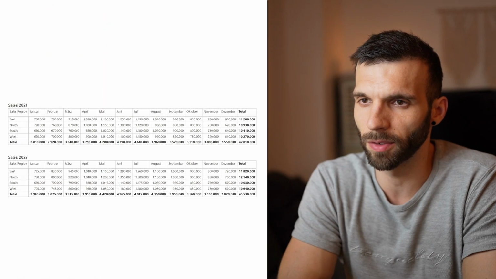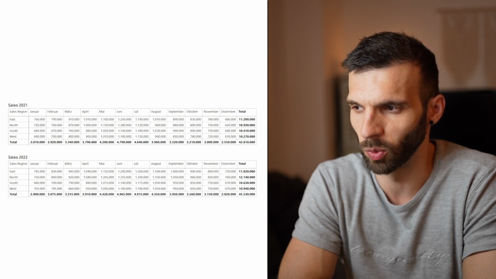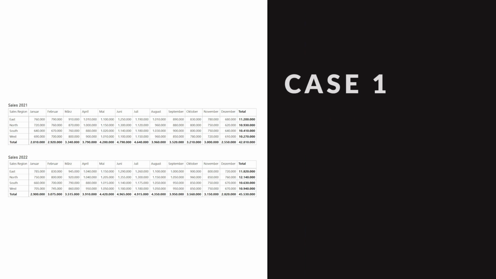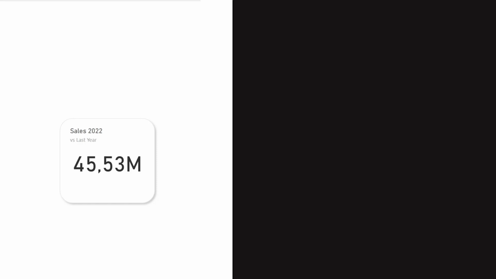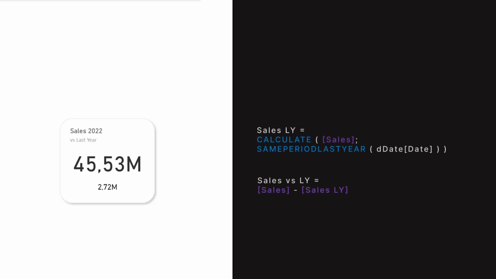We have sales data from 2021 and 22. And in the first case, what we want to show is how the totals changed compared to the previous year. So we only want to show the most important numbers, and we can do that directly. We want to see the year 2022. And then we can just add the card visual with the total sales, which is like a basic sales data. Then we can add another card showing the difference compared to the previous year.